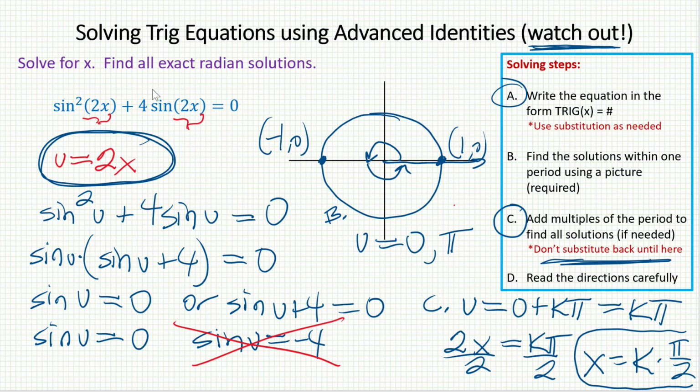So be careful. Identities are very useful in solving some of these more complicated equations. Just think before you act. If all of the angles, though, are the same, a simple u substitution is definitely the way to go.